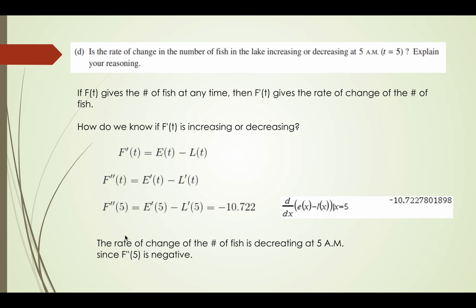But that's it. Notice that when I wrote my answer, I'm borrowing the language from the question prompt. I pretty much stole it directly. The rate of change of the number of fish in the lake is, and I chose decreasing at 5 a.m. And then after that, right here is my explanation. Short and sweet, straight to the point. No extra work needed on this. It should be a pretty efficient answer there.